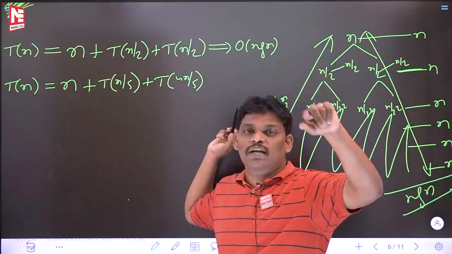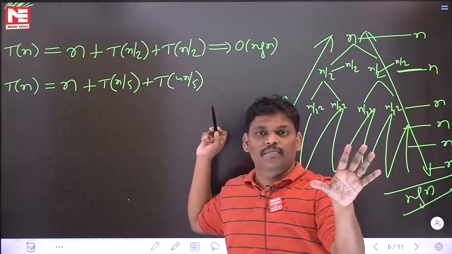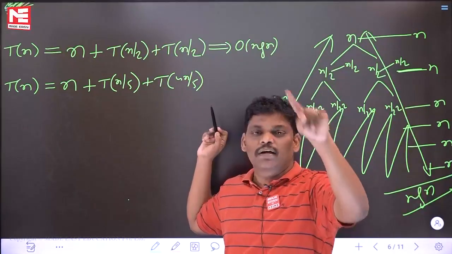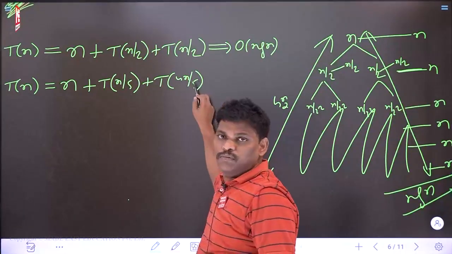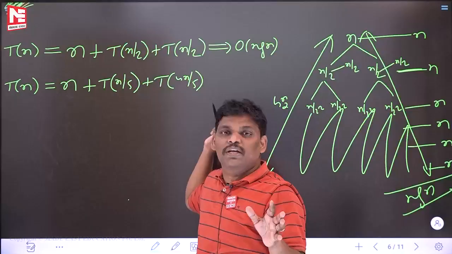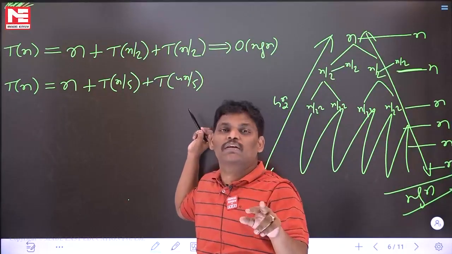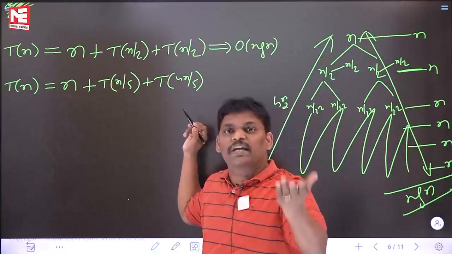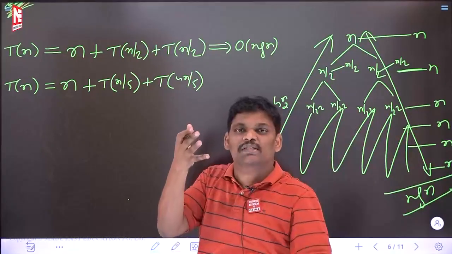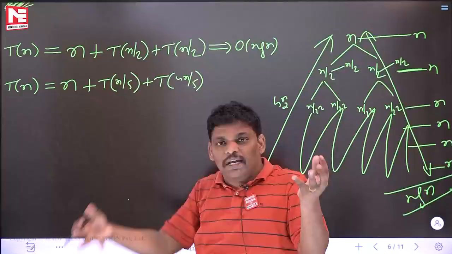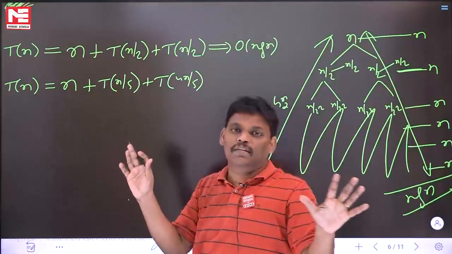Suppose that n value is 100. What is 100 by 5? 20. 100 by 5 is 20. Left 20 elements, right 80 elements. It is not a balanced division, it is an unbalanced division. But one thing: some elements are there on each side. It is not completely unbalanced. One side is 20, one side is 80, you are keeping some elements on both sides, that's fine.